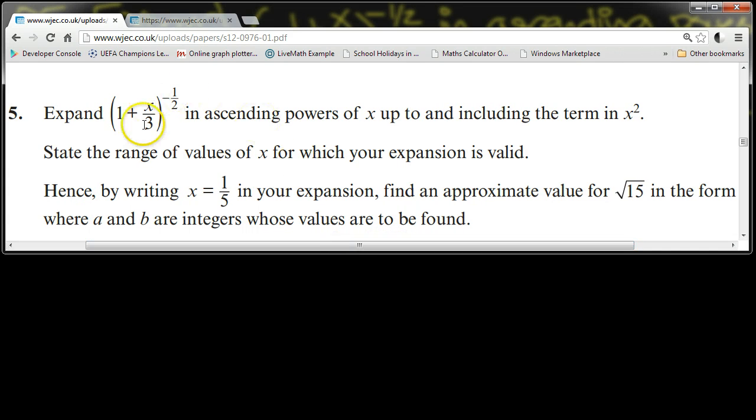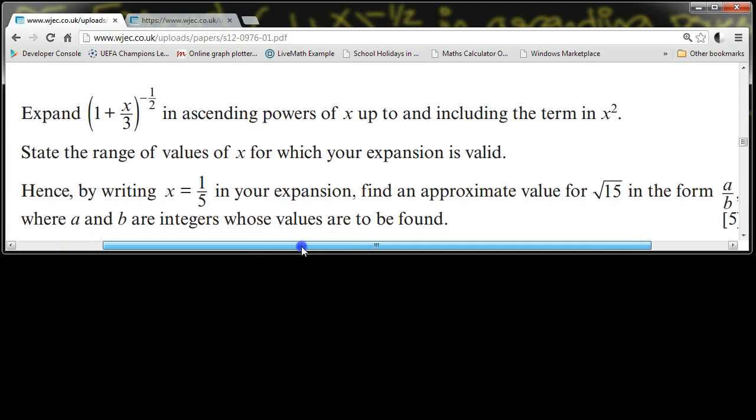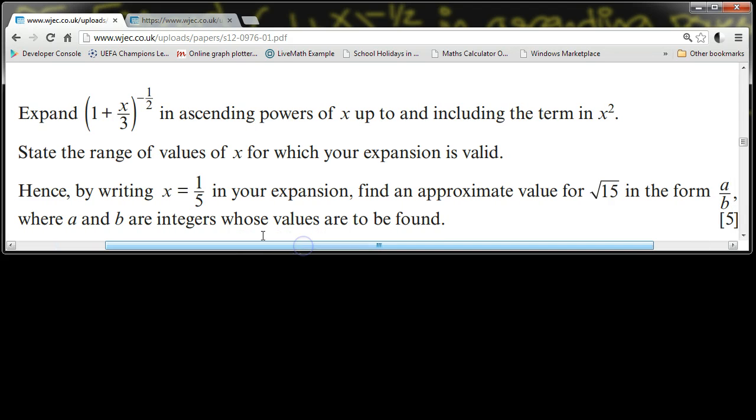Expand (1 + x/3) to the power minus a half in ascending powers of x up to and including the term x squared. State the range of values of x for which your expansion is valid. Hence, by writing x equals a fifth in your expansion, find an approximate value for root 15 in the form a over b, where a and b are integers whose values are to be found.